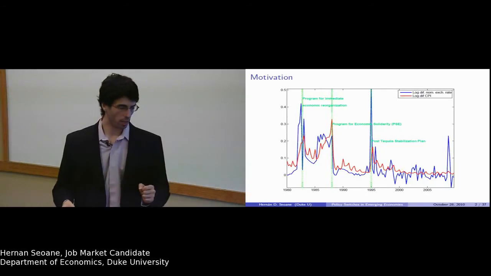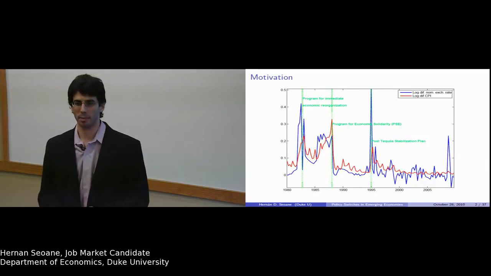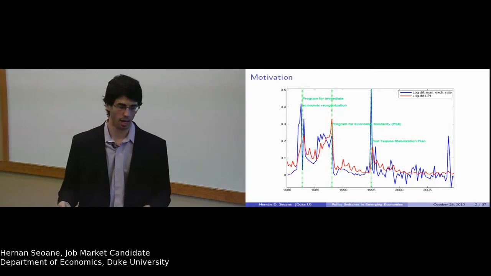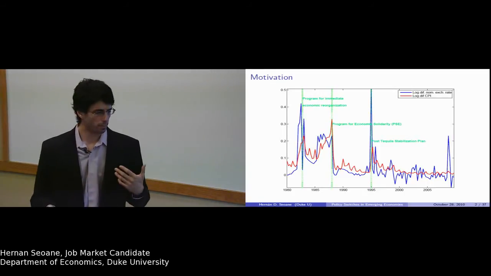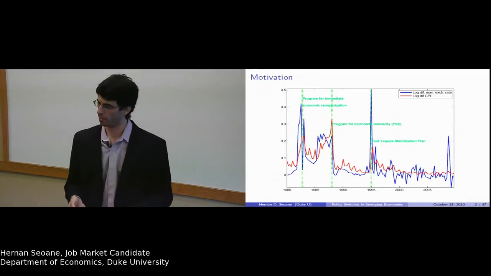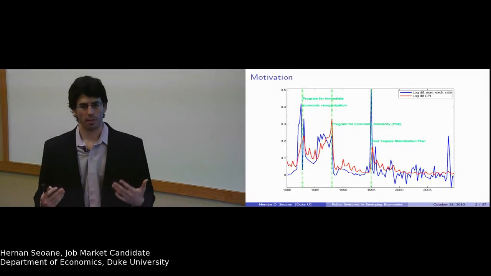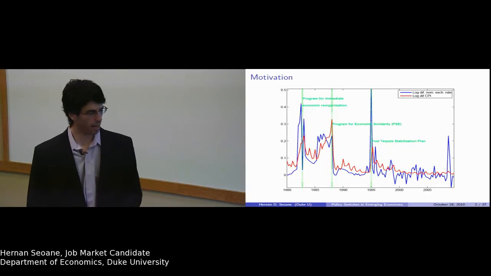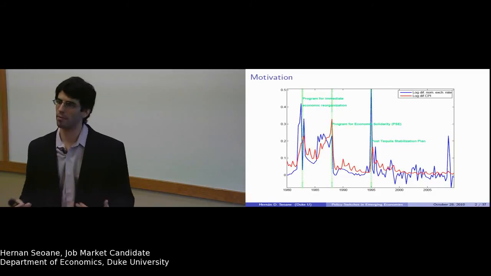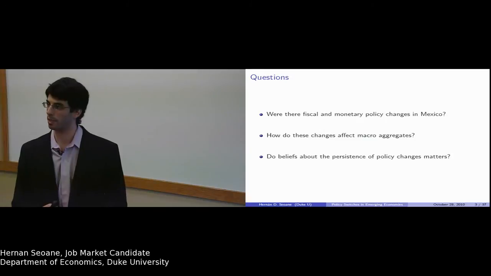So this is a picture for Mexico, but we can find similar experiences for other emerging economies, for example, Argentina, Brazil, or Ecuador. There are two questions that are motivated by this picture. The first one is that we might observe several policy changes in these economies, and the second one is that these policy changes might have some effects in the behavior of macroeconomic data. So these are actually the questions I would like to answer in this paper.